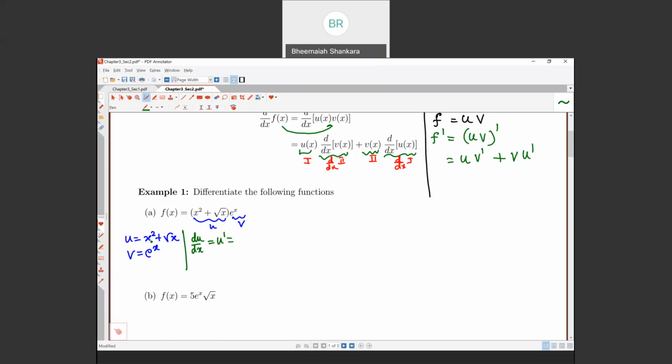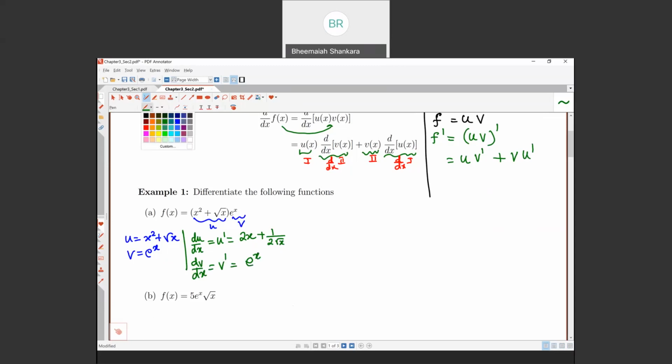Derivative of x squared using the power rule is 2x. Derivative of square root x using the power rule is 1 over 2 times square root x. Derivative of v with respect to x is dv over dx, which is also v prime. Derivative of exponential is the same exponential function.